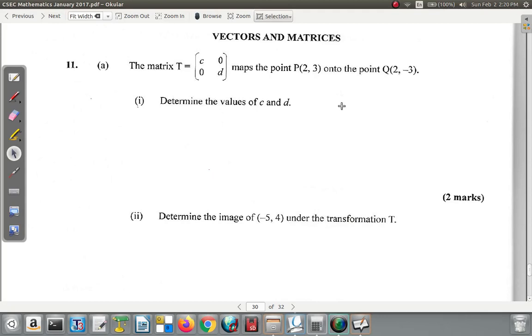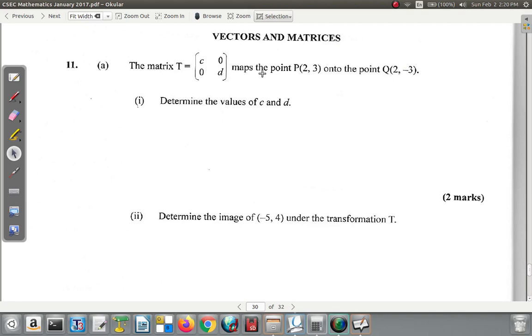Now, question 11 of the January 2017 CSEC past paper. It says the matrix T, C0, 0D, is a transformation matrix that maps the point (2, 3) onto the point (2, -3). Determine the values of C and D.